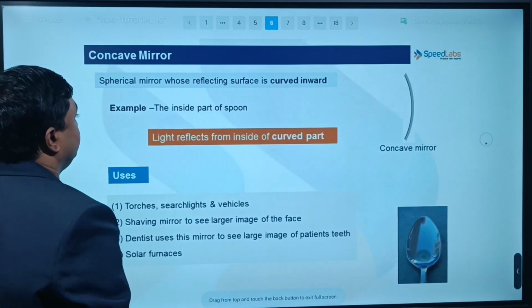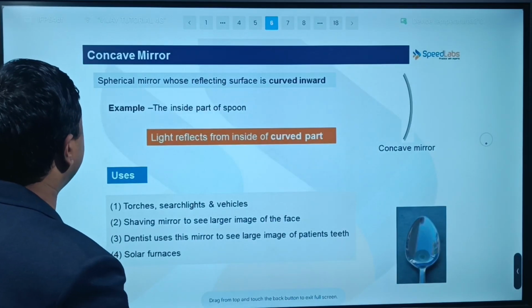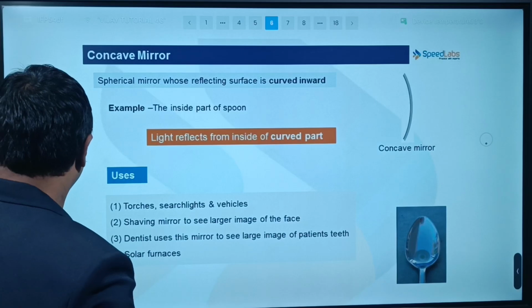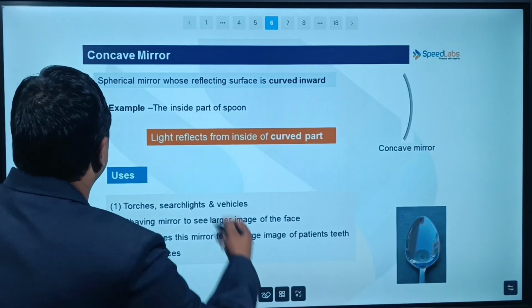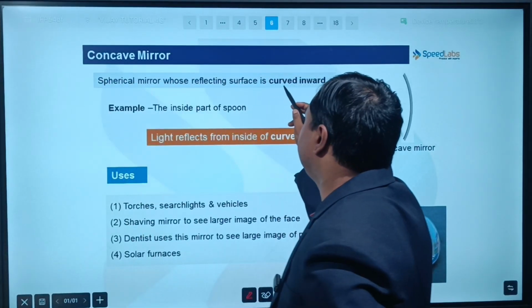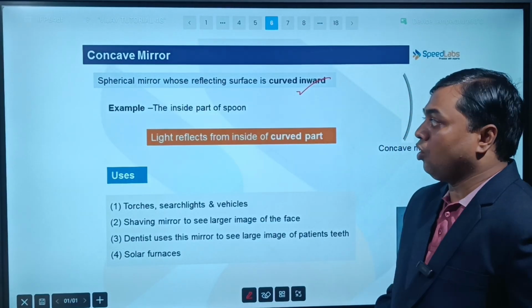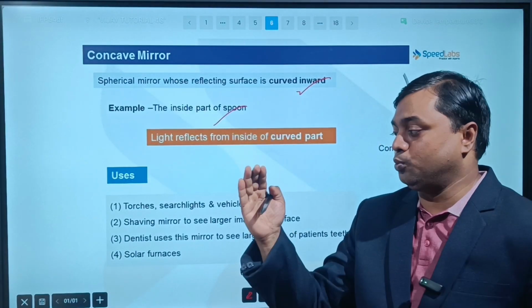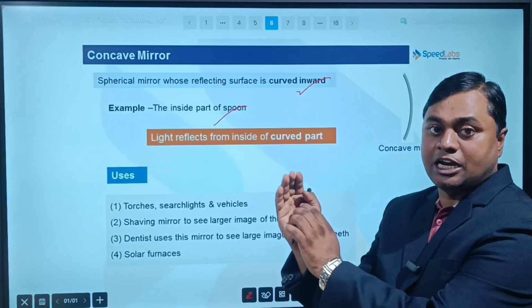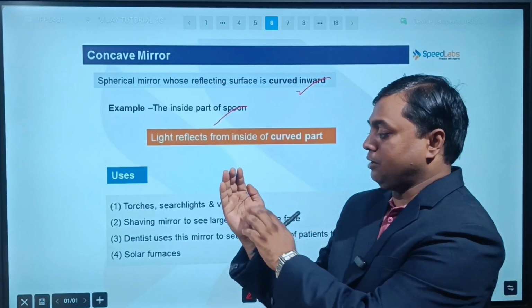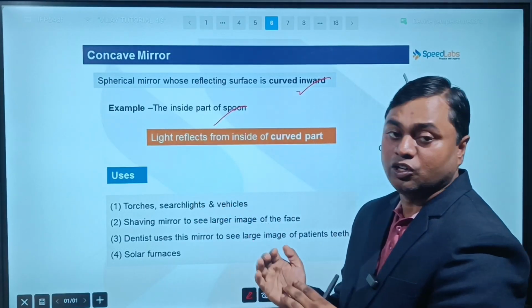Next, where we are using the concave mirror. You can see, a spherical mirror whose reflecting surface is curved inward is called a concave mirror. Example: the inside part of a spoon. If you are seeing your face from the inside part of the spoon, it is acting as a concave mirror.